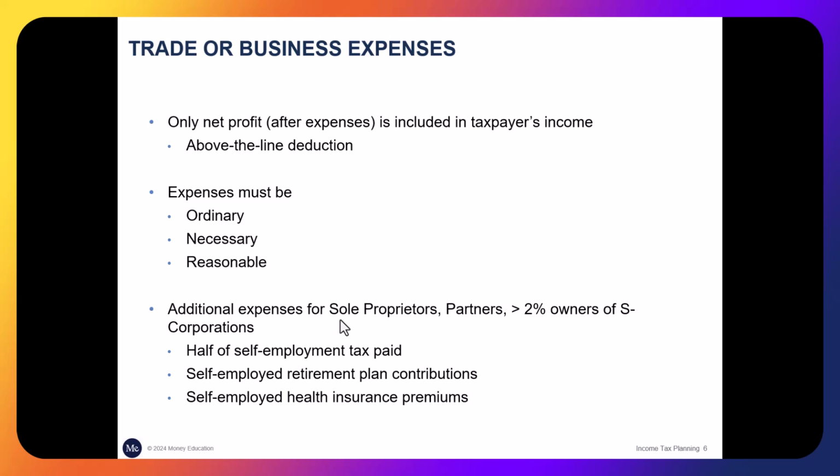For a trade or business, only your net profit after expenses is included in your taxable income. That means that all trade or business expenses, including rental property expenses as well, are above the line deductions. In order for them to be a business expense, it must be ordinary, necessary, and reasonable. What constitutes that depends on the facts and circumstances surrounding each case. This is why AI in accounting doesn't do a great job, and why it's more difficult to identify, because it's a case-by-case basis.